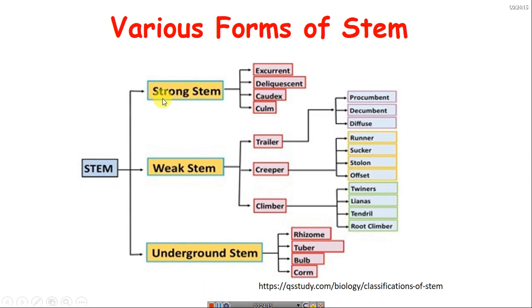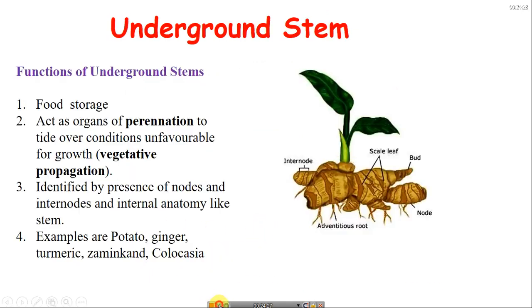So we have completed strong stems and weak stem types like trailers, creepers, and climbers. Now we'll go for the underground stem types: rhizome, tuber, bulb, and corm. What function do these underground stems do for the plant? They store food, and they act as an organ of perennation. Perennation means the plant will survive for a long time, even if the conditions become unfavorable.